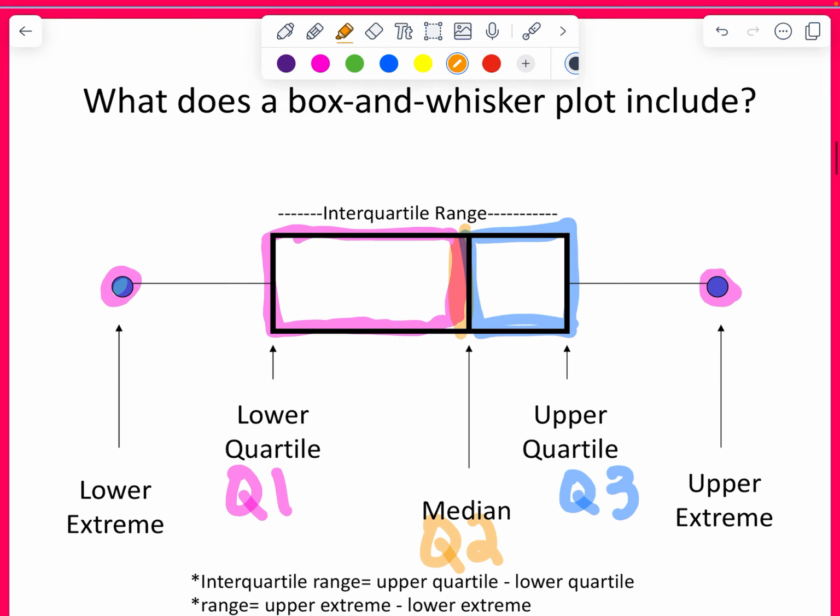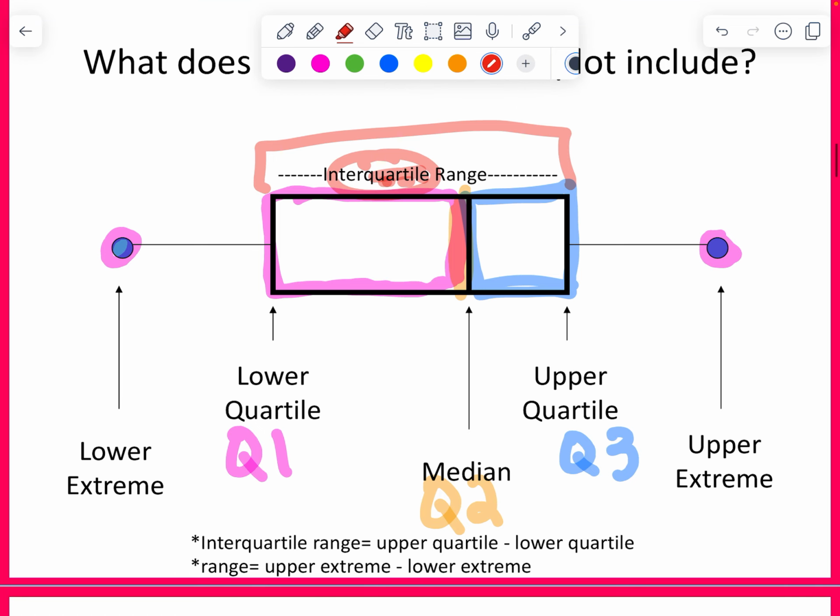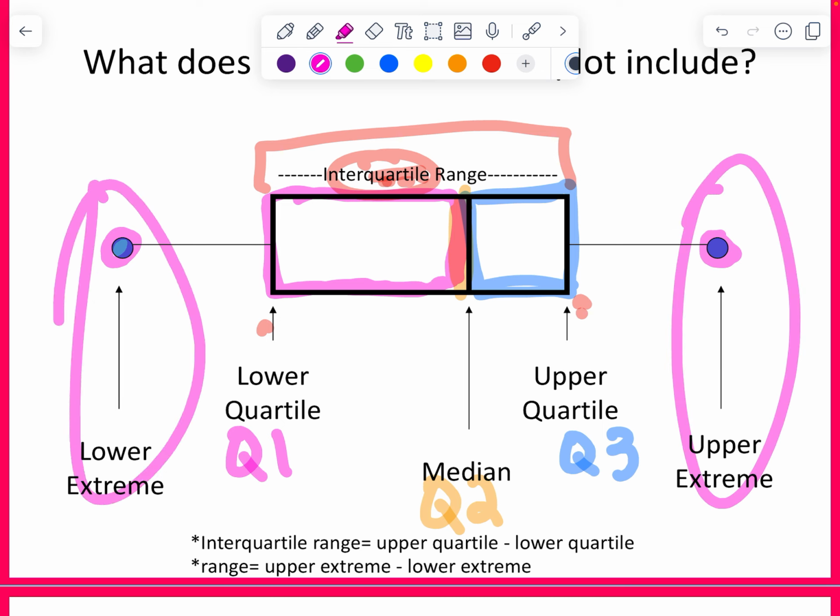Upper extreme, okay, and then this inner quartile range, it's the inner quarters, right? The inner quartile range is just Q3 minus Q1. It's a range of the inner quartile. And then the actual range is going to be upper extreme minus lower extreme. So you can get a whole lot of information from a box and whisker plot.